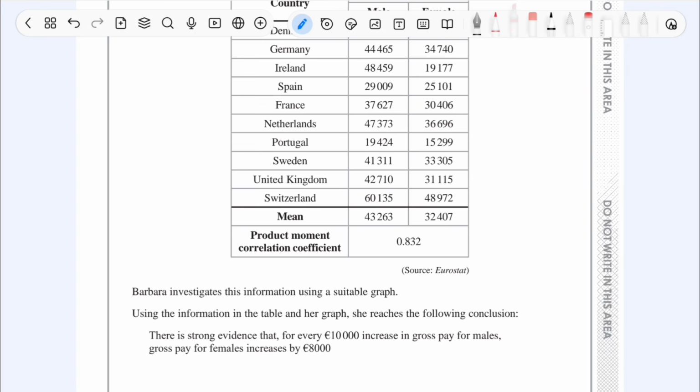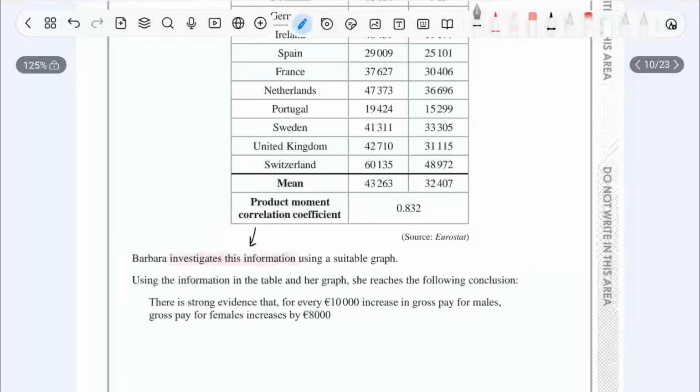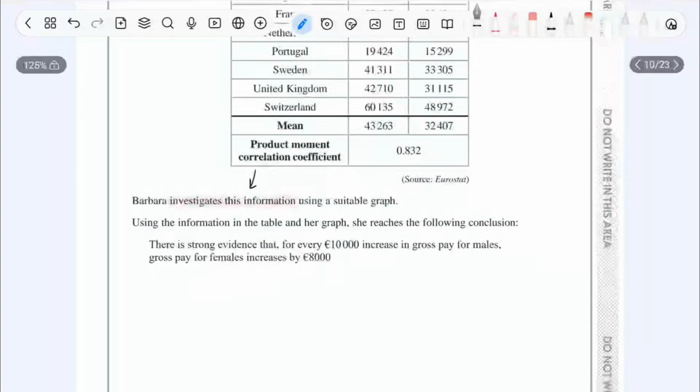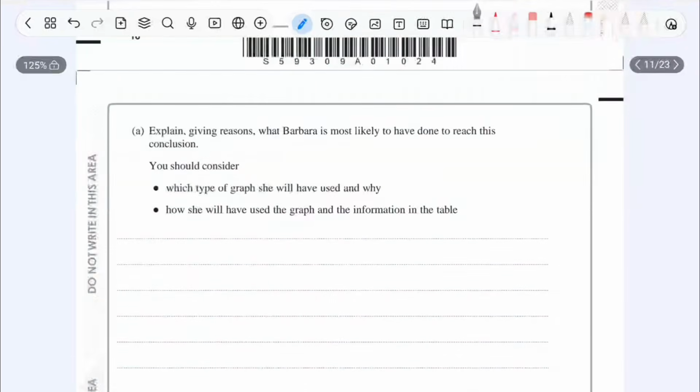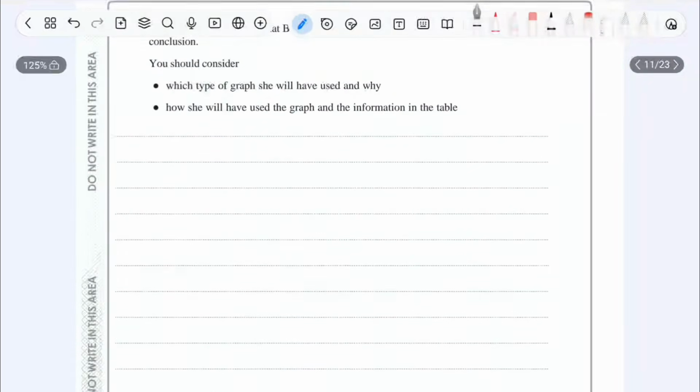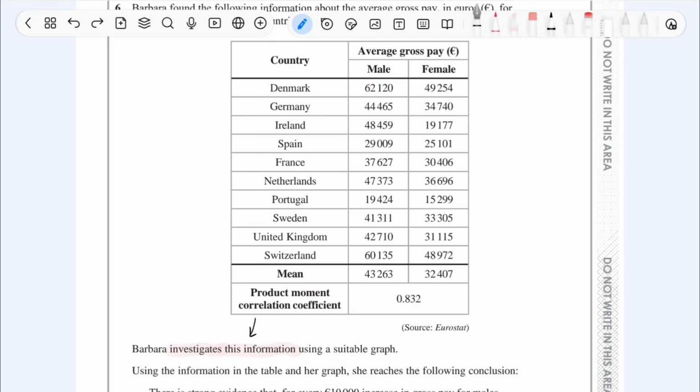So by using the word investigates and this information, it suggests that she's using the table to formulate her graph, and then she's using the graph to actually investigate and analyze. So the question asks what type of graph she would have used and why. So what diagram can we actually use here? Well, the moment you realize that the countries are just points on the graph rather than having any relevance to this question, you understand that it becomes male versus female. And that is the whole point.